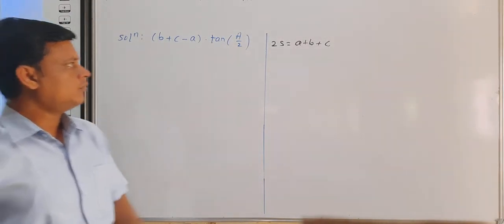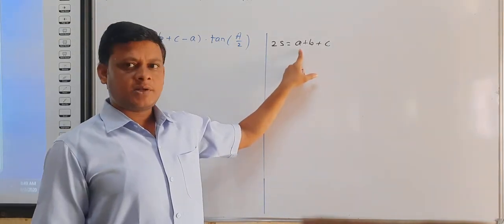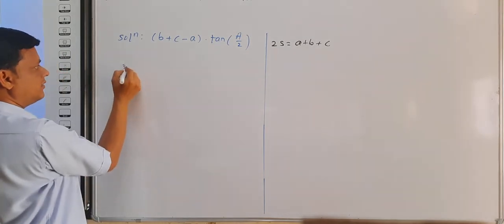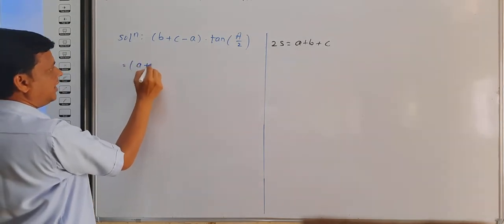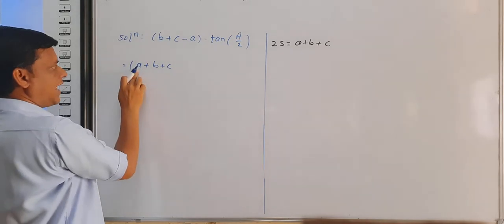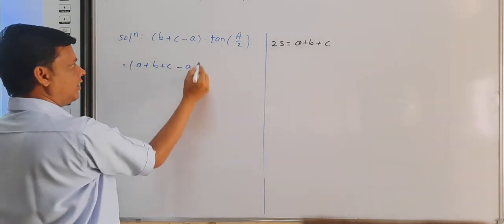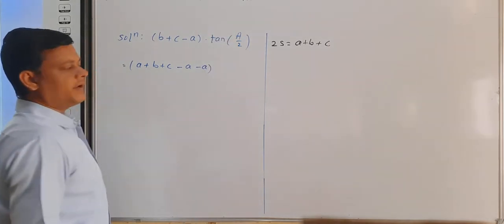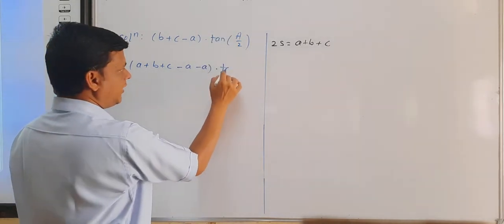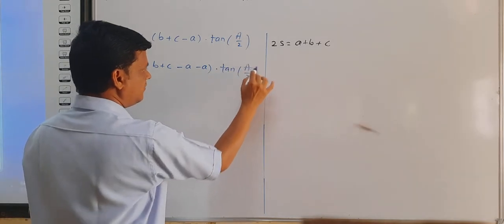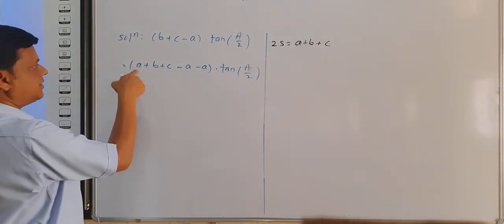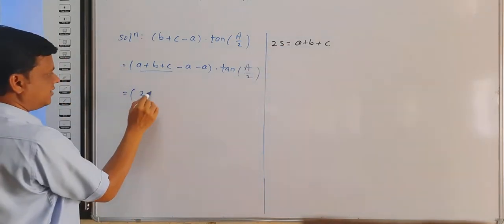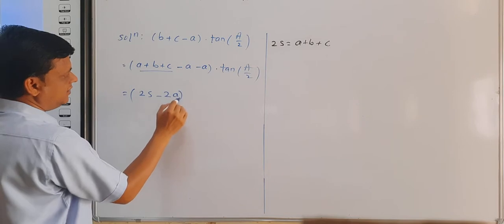For this we know 2s equals a + b + c. So we add and subtract a here, plus a + b + c. We add a, we subtract it, and the minus a is already here. We write the value of tan(A/2) in the next step. From this, a + b + c, we write it as 2s minus 2a.